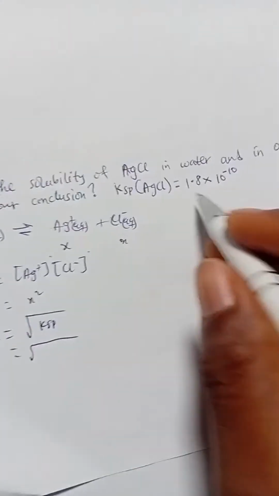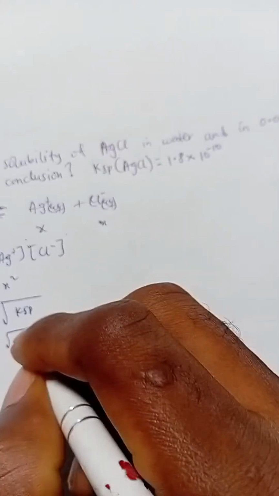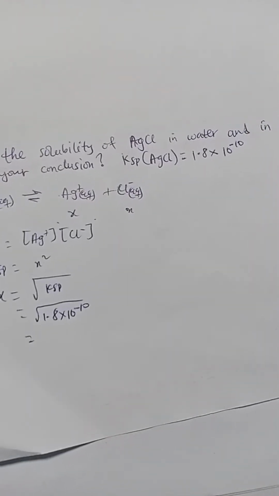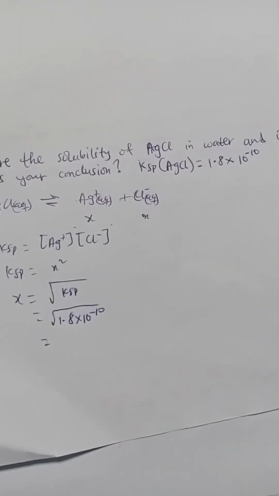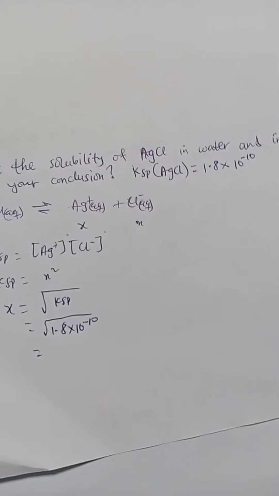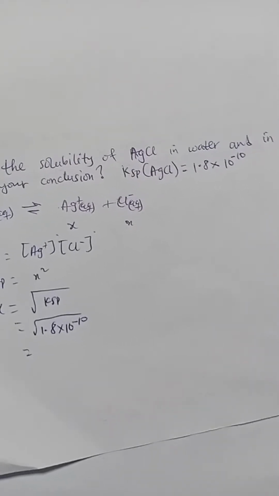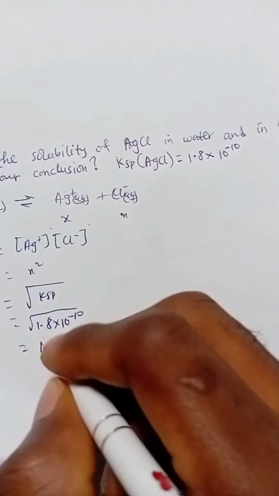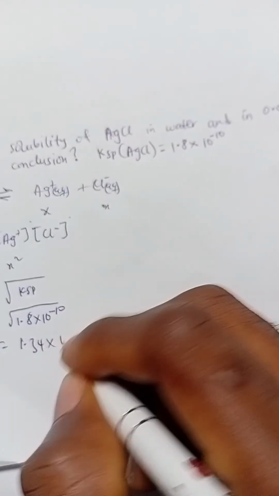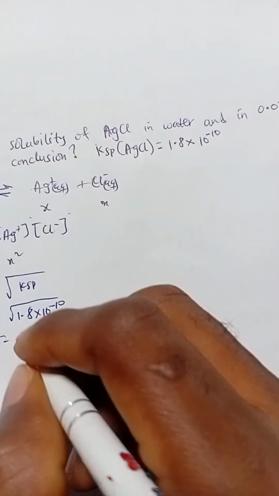So the KSP was 1.8 by 10 to the power minus 10. Root of 1.8 by 10 to the power negative 10. So we have the solubility to be 1.34 by 10 to the power negative 5. This is the solubility in water. I want to calculate the solubility in 0.01 molar HCl.